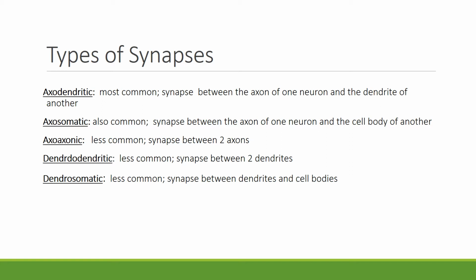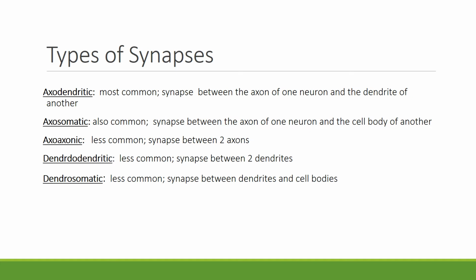The first is called the axodendritic. It's the most common, and it's a synapse between the axon of one neuron and the dendrite of another. An axosomatic synapse is also common. It's a synapse between the axon of one neuron and the cell body of another.